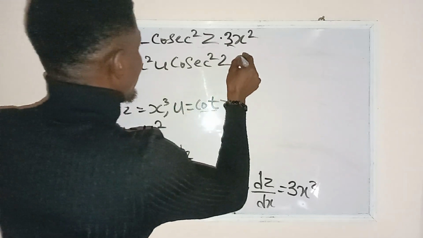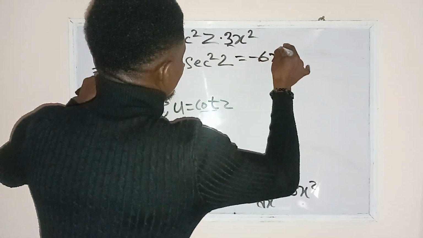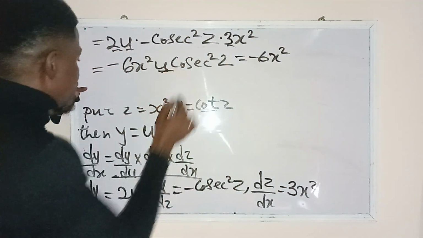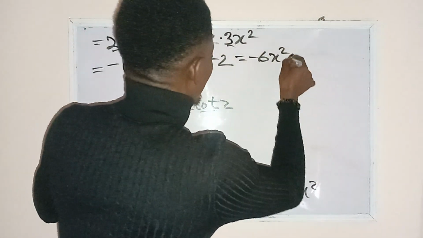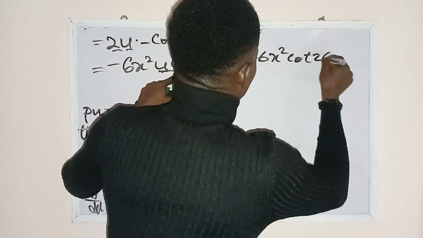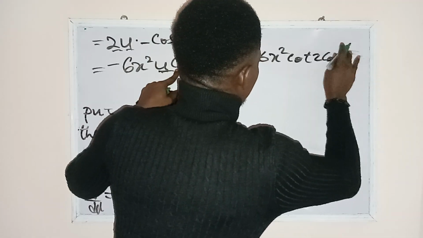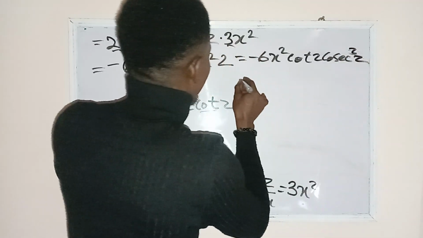And that is not the final answer. Now what is the next thing? We have minus 6x squared. Now what is your u? Our u is cot z. Then we now have cosec squared z.